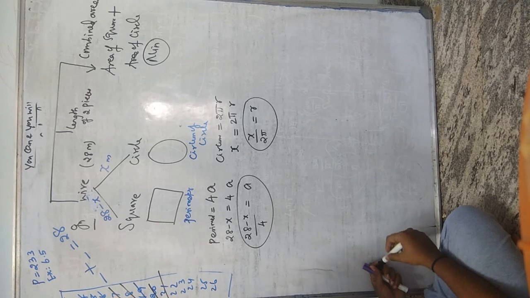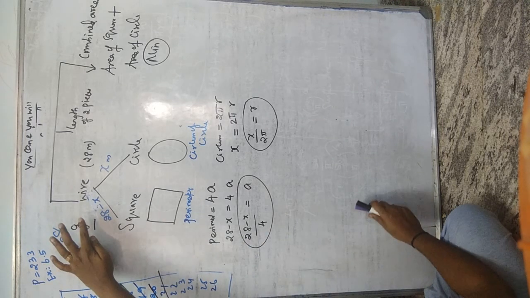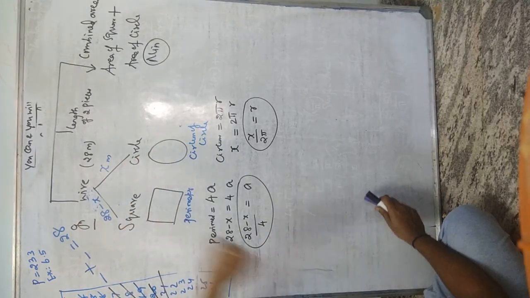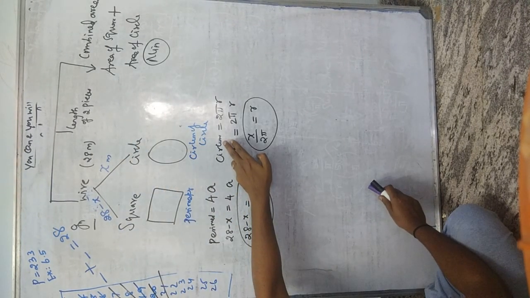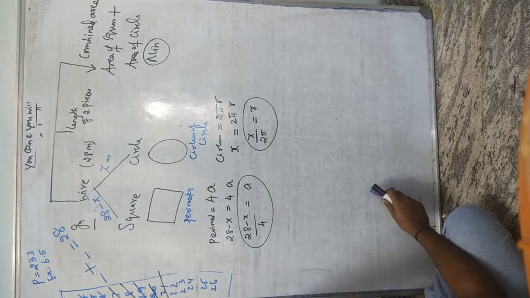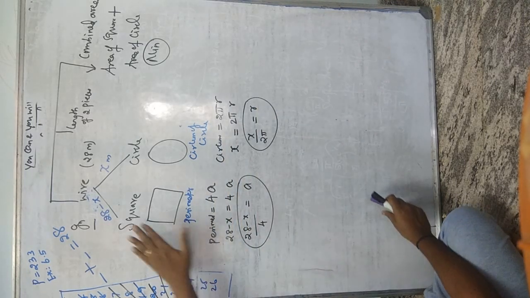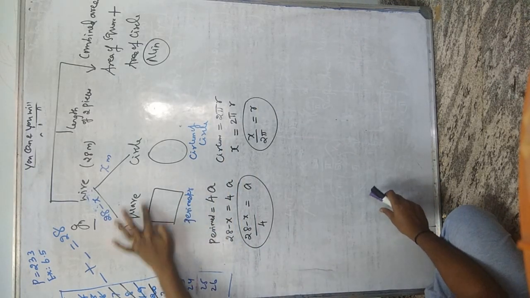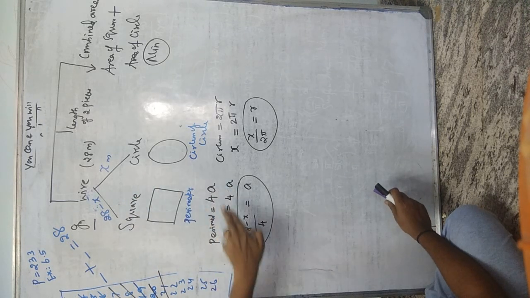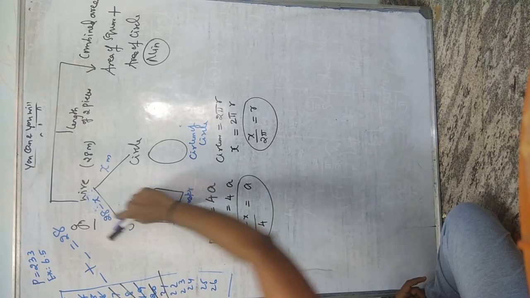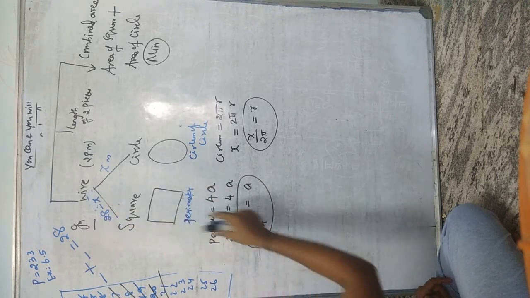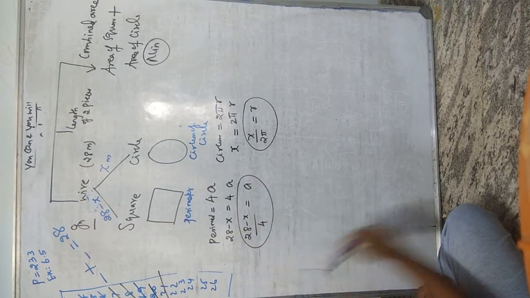I will teach one more time. A wire is formed in the shape of a square and a circle. If I am forming the circle using x meter, x meter is the circumference, and I found the radius. For the square, the perimeter is 4a. How much length do I require? 28 minus x. So (28 minus x) upon 4 equals the side.